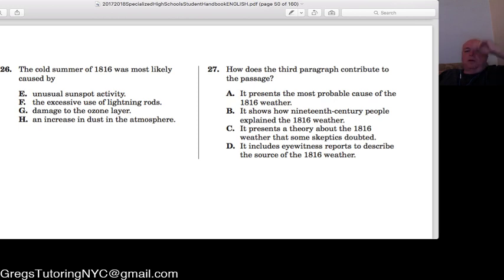Okay, 26 should be a no-brainer if you read the passage and understood it. You can even answer it without looking at the answers. The cold weather was most likely caused by the eruption of the volcano, throwing all the ash into the air. Okay? Unusual sunspot activity, E, no. The excessive use of lightning rods, no. Right, and these, by the way, these things in the passage mentions that people thought may have caused it, but they kind of shot that down. Damage to the ozone layer, no. An increase in dust in the atmosphere, yes. So 26 was one that you just can't get wrong.